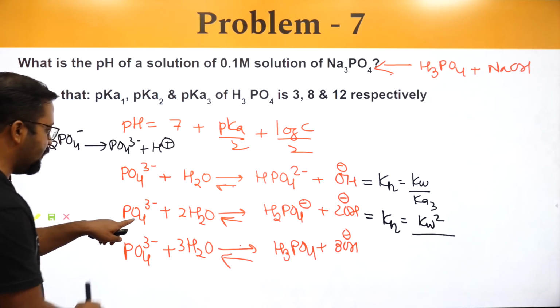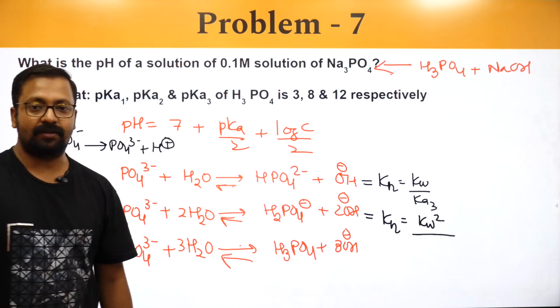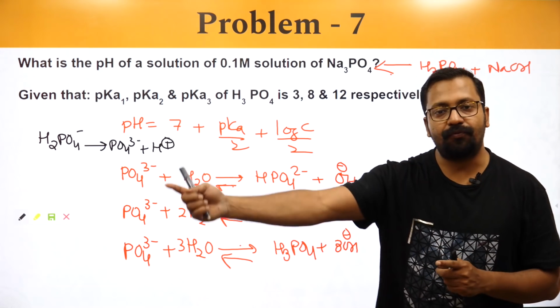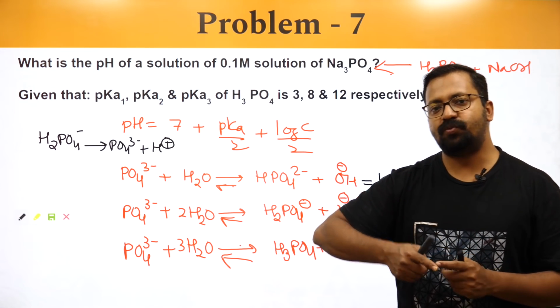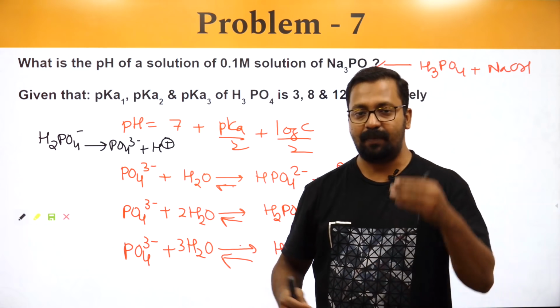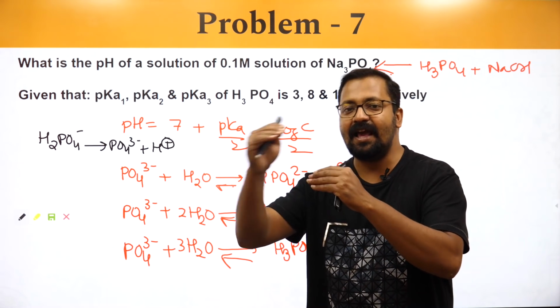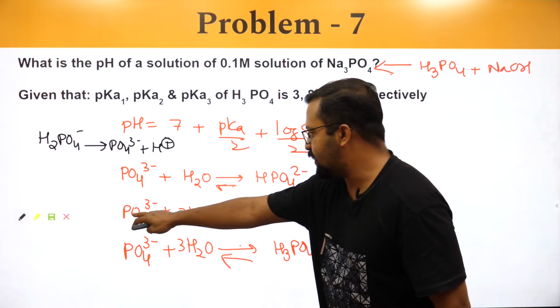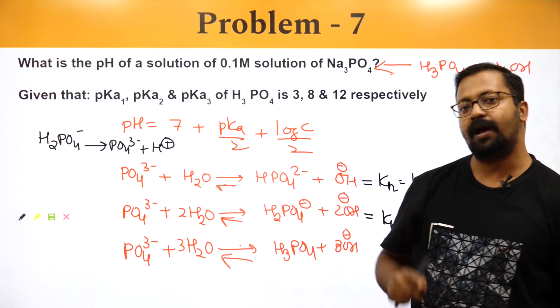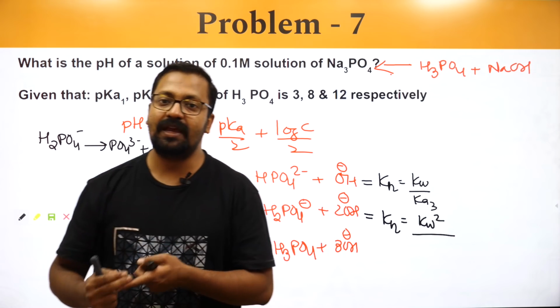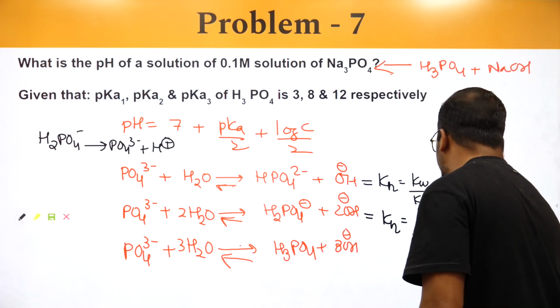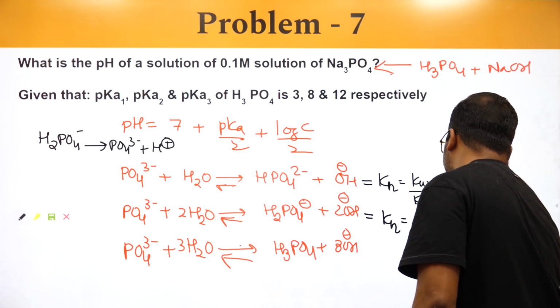And what is the relation between PO4 3 minus and H2PO4 minus? H2PO4 minus will dissociate once to produce HPO4 2 minus. HPO4 2 minus will dissociate again to form PO4 3 minus. That means I am taking the second and the third dissociation. To go from H2PO4 minus to here we have to do two dissociations, the second dissociation and the third dissociation. Multiplying the second and third dissociation, we will put here Ka2 times Ka3.